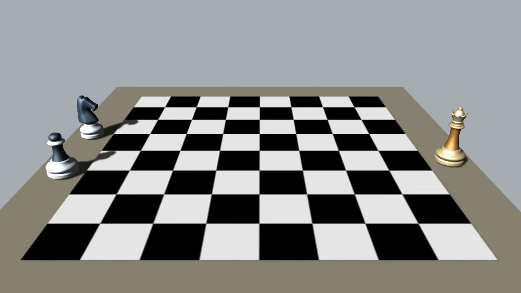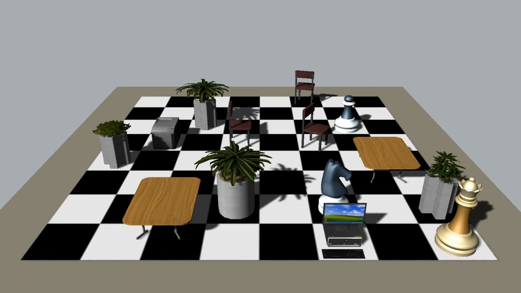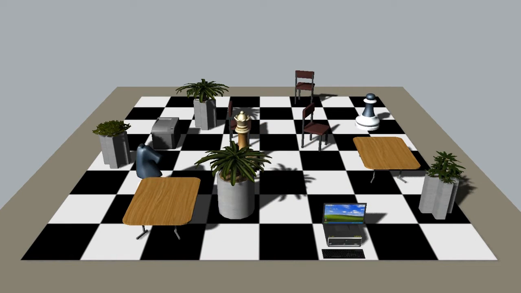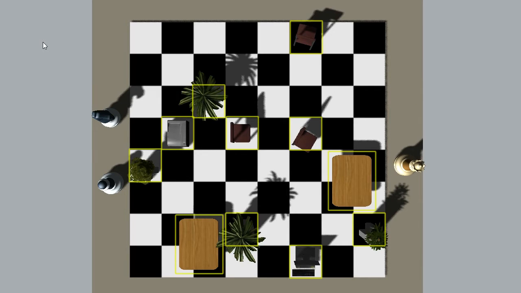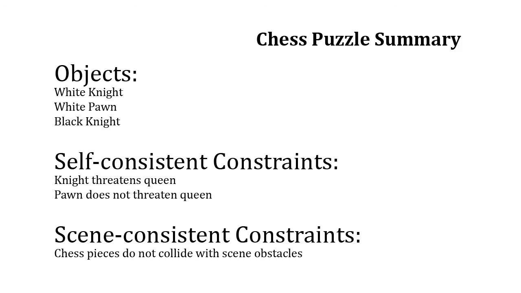However, if the board might contain obstacles which are not known beforehand, we can only find a solution once they are revealed. We add rules addressing the unknown environment, which we term scene consistency constraints. In this example, the chess pieces must not collide with existing objects on the board. Given the complete set of rules, we can now attempt to solve the chess puzzle anywhere.